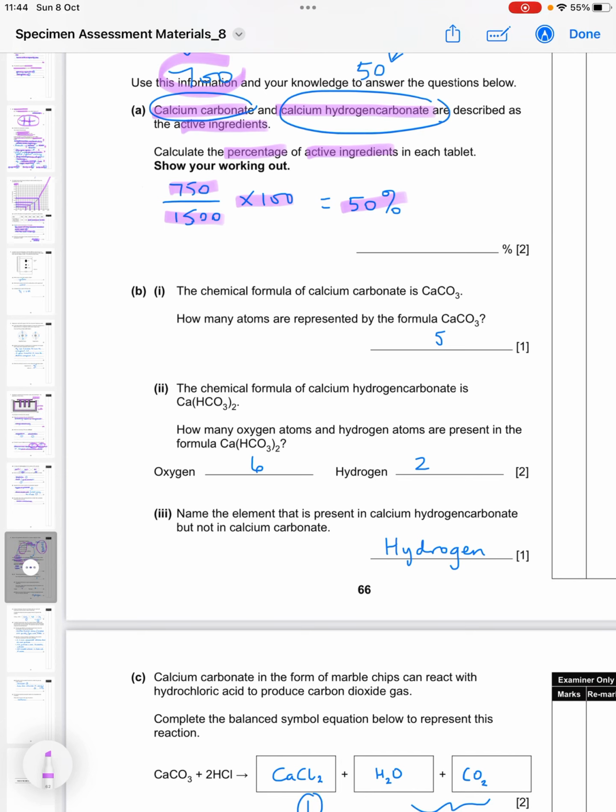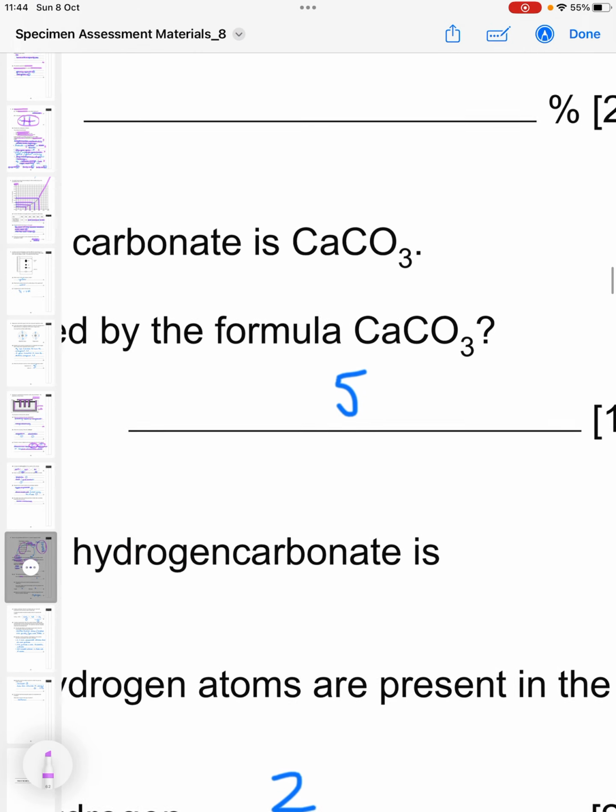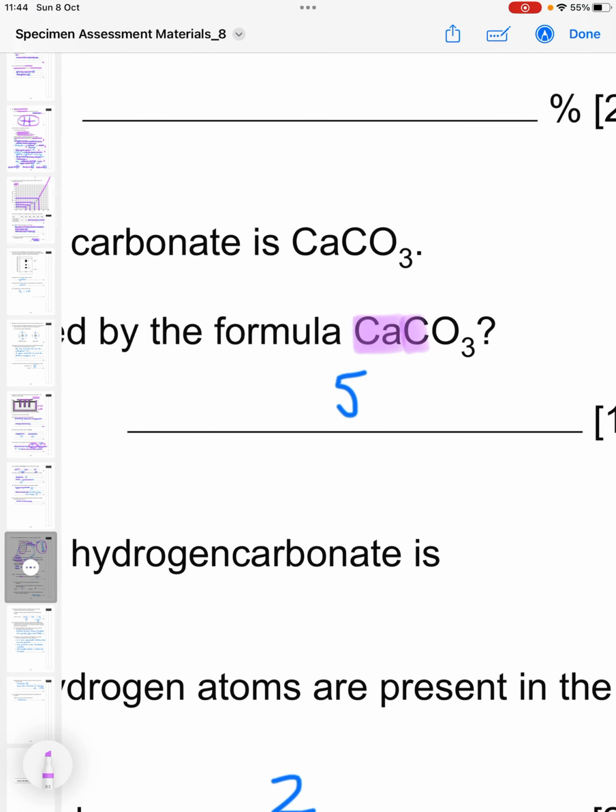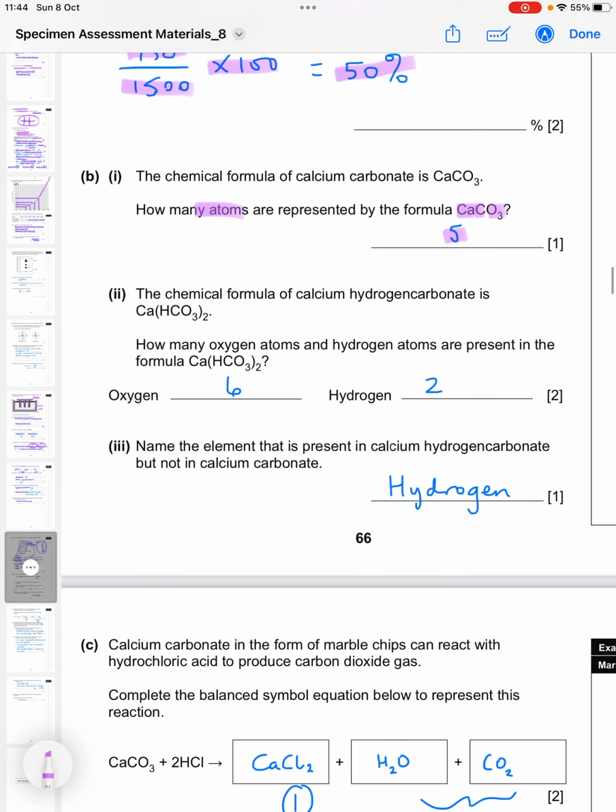Part B, the chemical formula of calcium carbonate is CaCO3. So how many atoms are represented by the formula? So atoms, we've got one calcium here, one carbon, and then 3 oxygens. That's a total of 5.